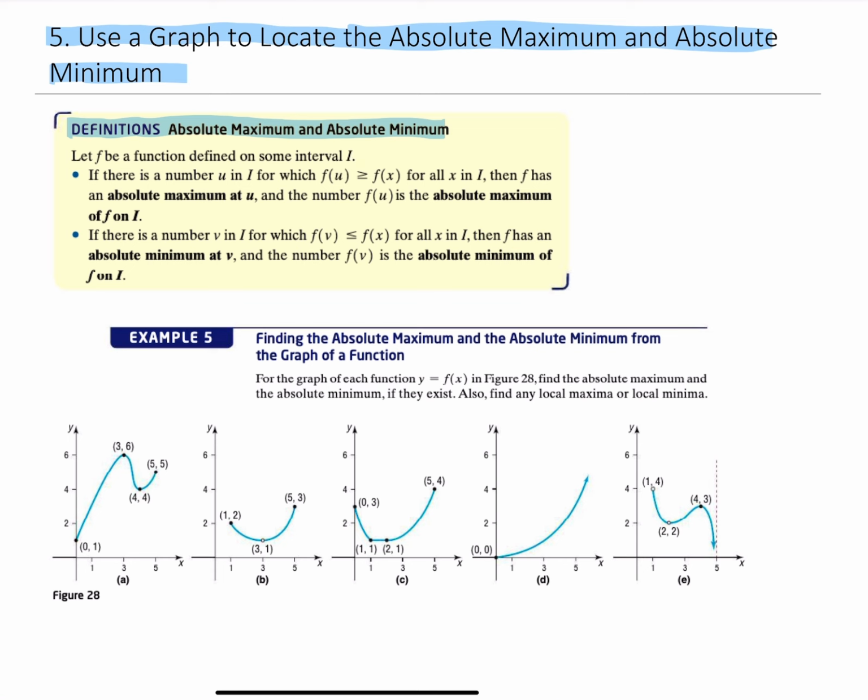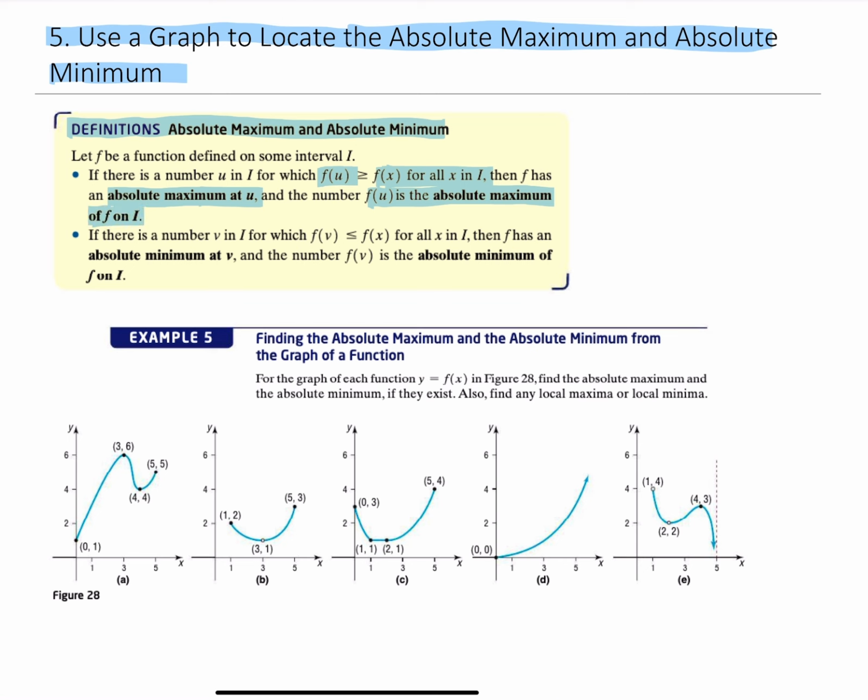If there's a number in that interval, and they call it u, for which the output f of u, the output when you plug it in, is greater than f of x for all x in that interval, for all other points. So now we're looking from a global scale. I've also heard this called global maximum and minimum. Then f has an absolute maximum at that point, at u. And then f of u is the absolute maximum value.